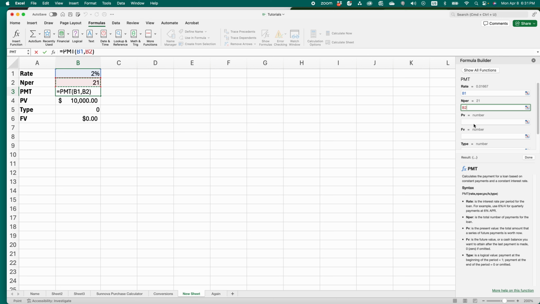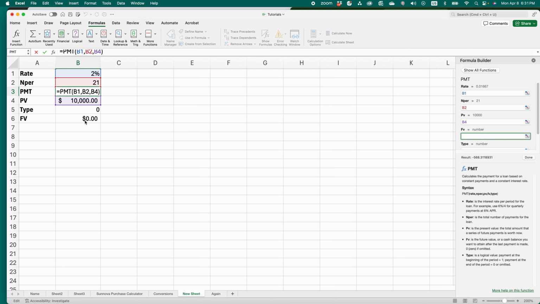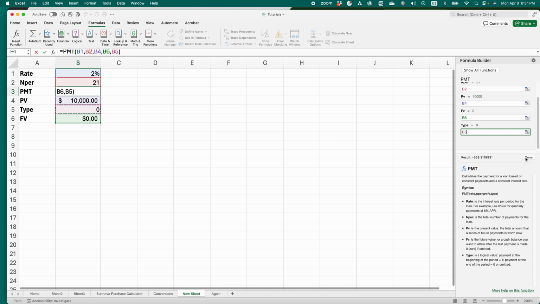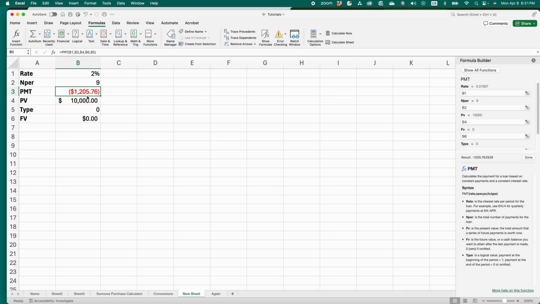What's the PV? Oh, that's why we didn't choose the right PV. So PV, present value, it's $10,000. It's this one. FV, future value, we want it to be 0. And type is a 0. Okay, click done. There we go. So to pay this off in 24 months, we need to pay $568.31 every month. For 9 months, we've got to pay $1,205 every month.